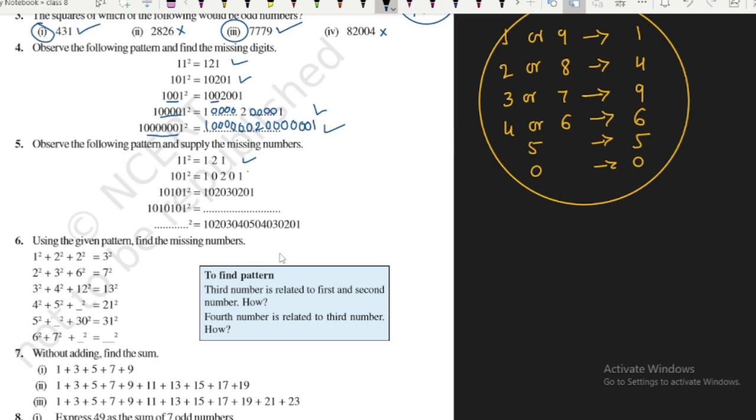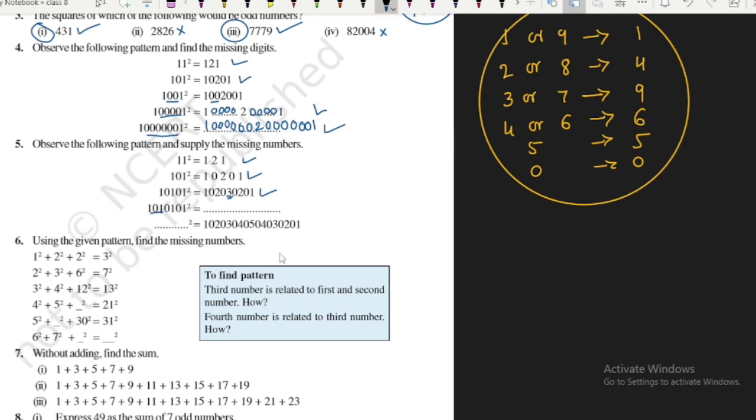101 whole square is 10201. And 10101 whole square is 102030201. So how many times does 1 appear here? 3 times. So you have to go up to 3 and then you have to return. You have to write it in reverse again, right?